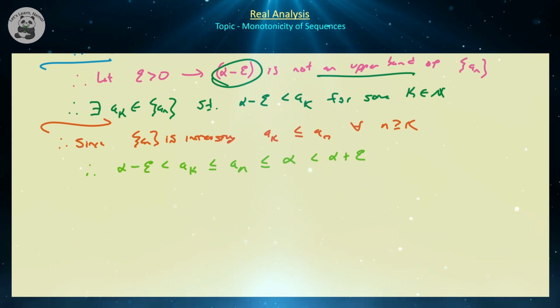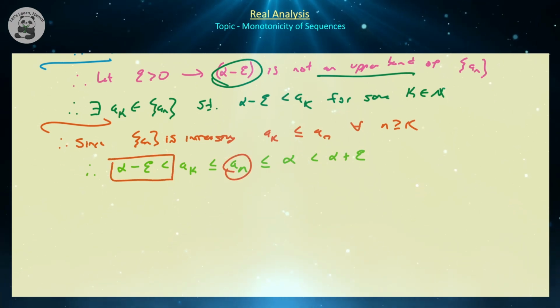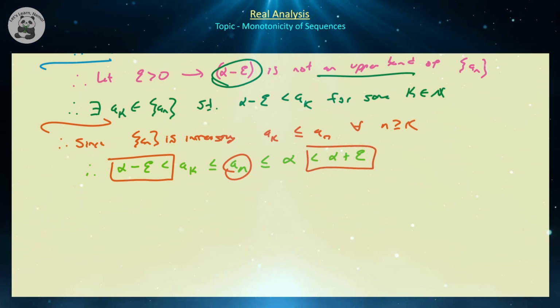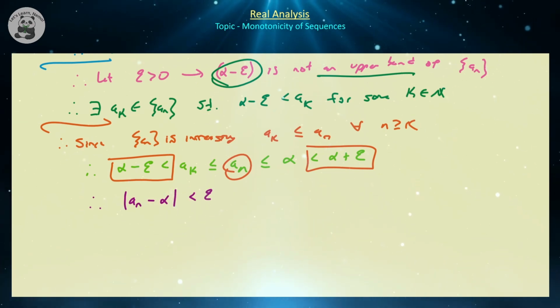So practically what I'm doing is bounding our sequence an. We have that an is between alpha minus epsilon and alpha plus epsilon. So what we've done is create this chain of inequalities, and from it we can say that the absolute value of an minus alpha is going to be strictly less than epsilon, and that's going to be true for all n greater than or equal to k in the set of natural numbers.